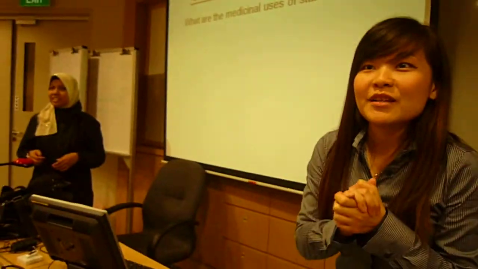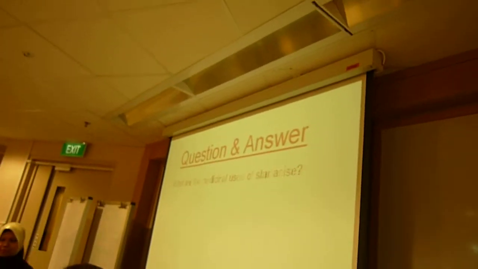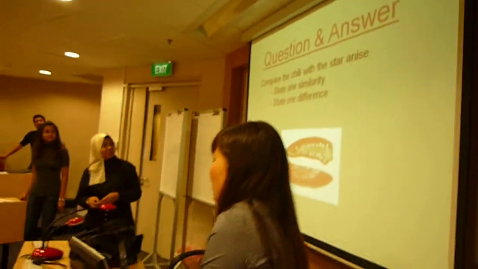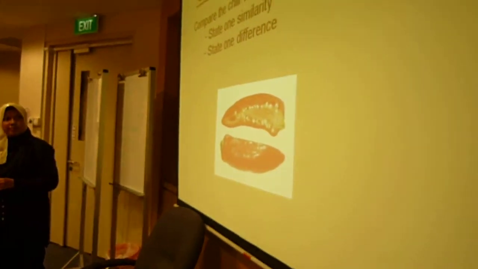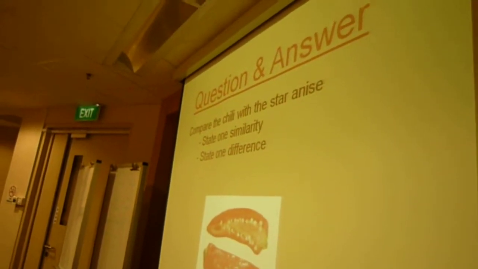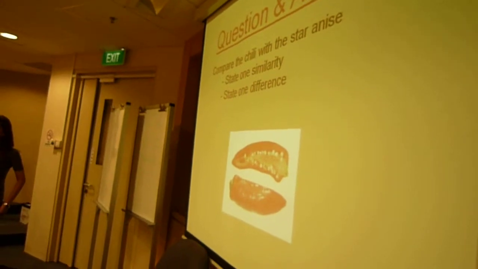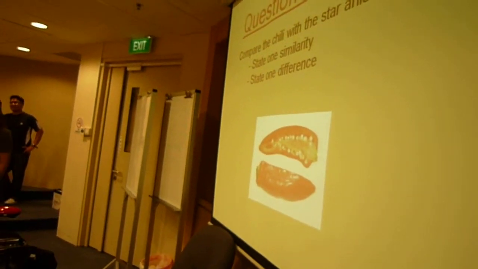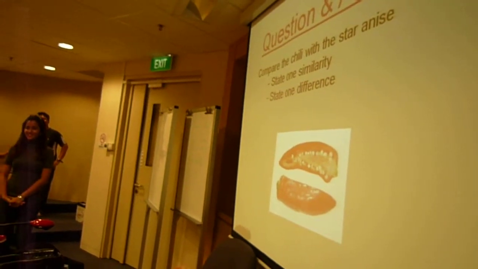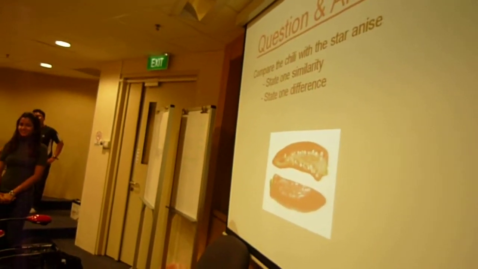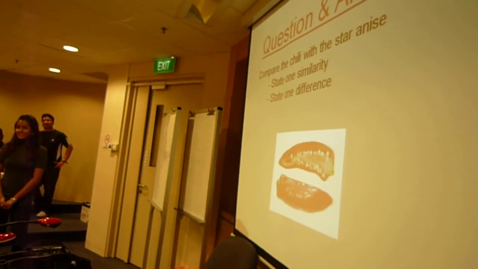The last question is a bit challenging, but this shows that you all understand what comparison is about. Look at the picture, compare the chili and the star anise, state 1 similarity and 1 difference. Similarity: many seeds. Okay, got seeds. Then the difference? Color. Okay, different color.